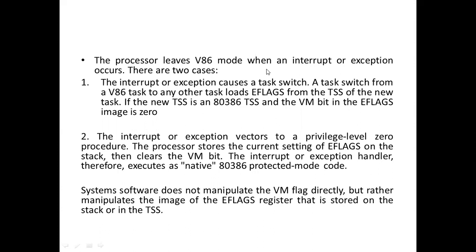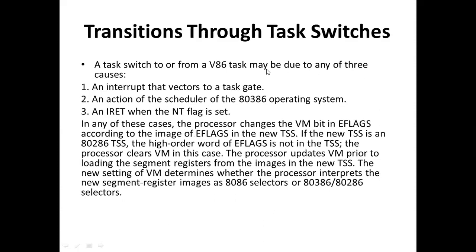So all this is expected when you are going to have multiple tasks. Okay, so we refer to it in the form of transitions through task switching. Okay, so task switching to or from v86, that is entering and leaving, may be due to any of the three possible conditions. Initially, what we are seeing is two reasons because of which we might be entering and leaving v86 mode.